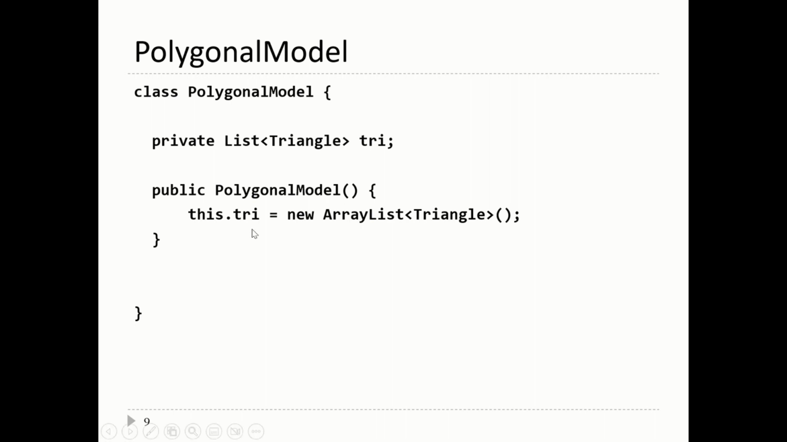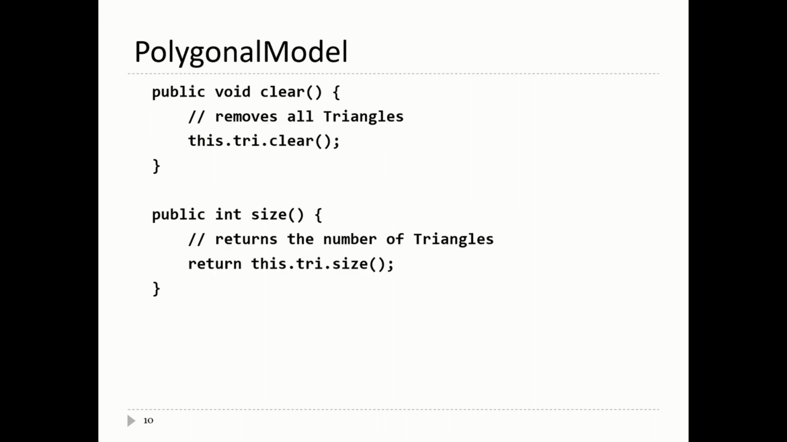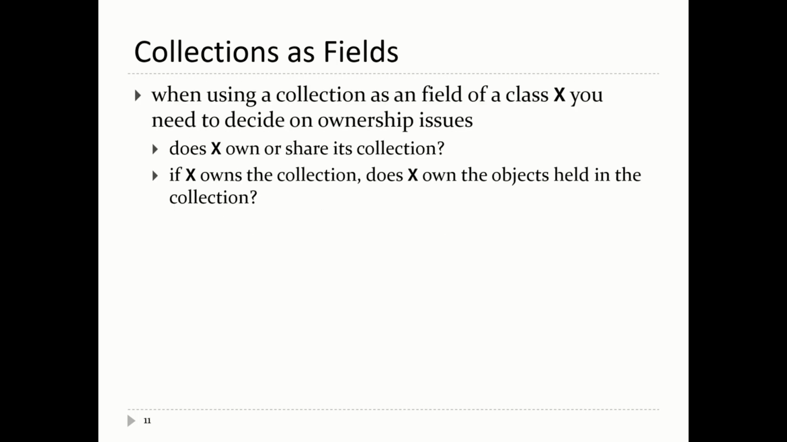What does the constructor do? Well, it initializes the list, right? That's what the constructor always does. So it initializes the model to have no triangles. I have a clear method. So clear just removes all the triangles. And that's easy to do. You just ask the list to clear itself, and the list will empty itself of all of its triangles. Right? We got a size method. So the size just returns the number of triangles in the list. Right? And that's all we need for the purposes of this lecture.